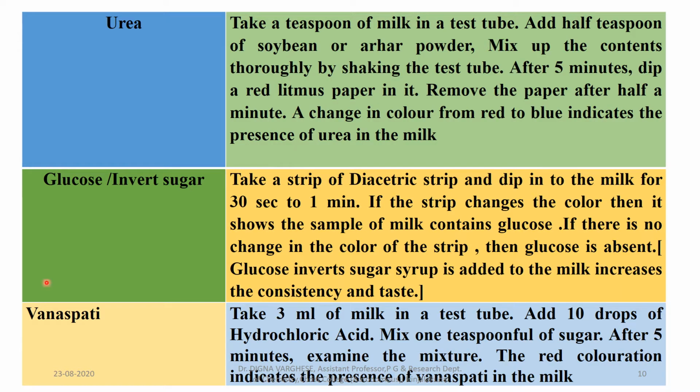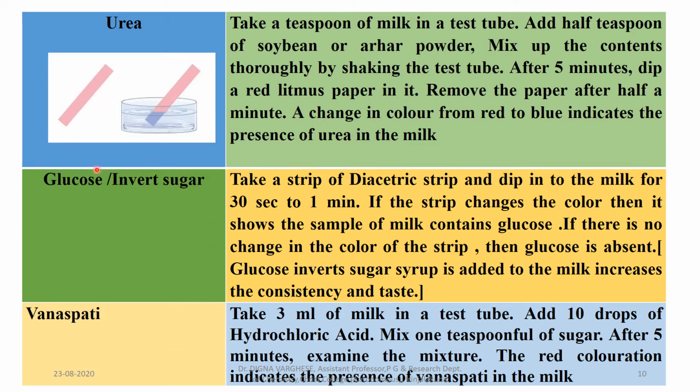Adulterant urea can be tested in another way. Take a tablespoon of milk in a test tube, add half teaspoon of soybean or arhar powder, and mix up the contents thoroughly by shaking in the test tube. After 5 minutes, dip a red litmus paper in it. Remove the paper after half a minute. A change in color from red to blue indicates the presence of urea in the milk. Take a red litmus paper and dip it in the tested solution; it converts to blue color. That means urea is present in the milk.